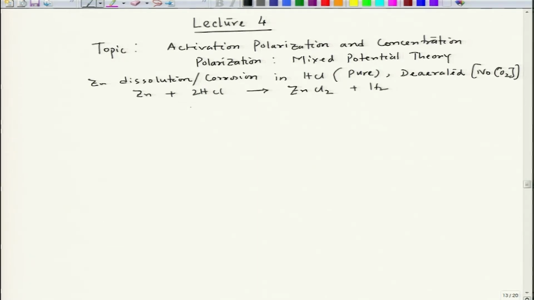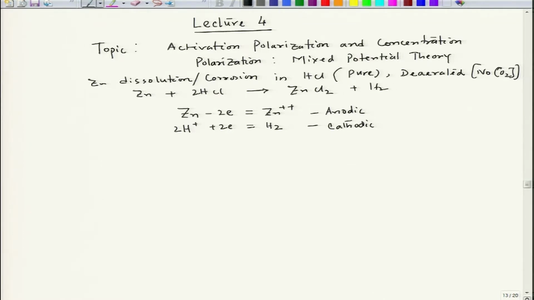Now, we could also see that the anodic processes and cathodic processes, so this is anodic, this is cathodic. Hence, these are electrochemical reactions.